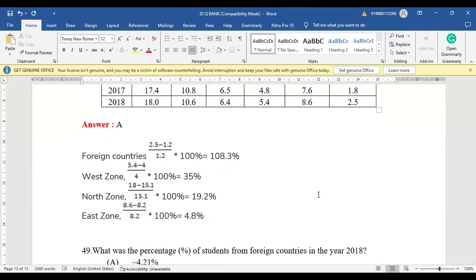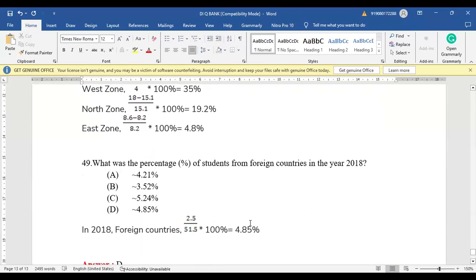Don't calculate. Again, 8.6 minus 8.2 by 8.2 also gives a small value only. This logic saves your time a lot. Is it clear, everybody?